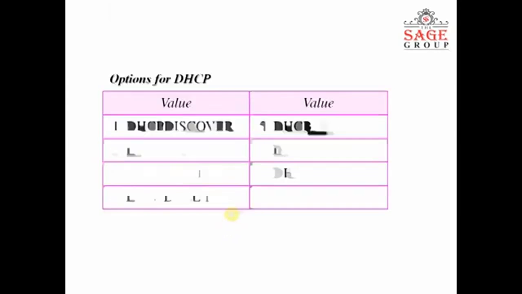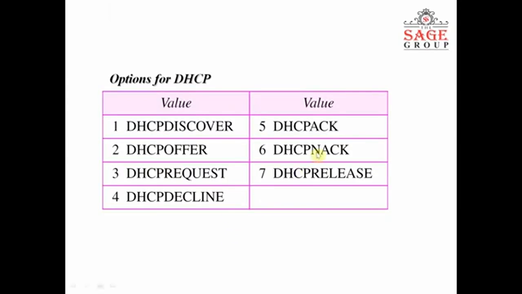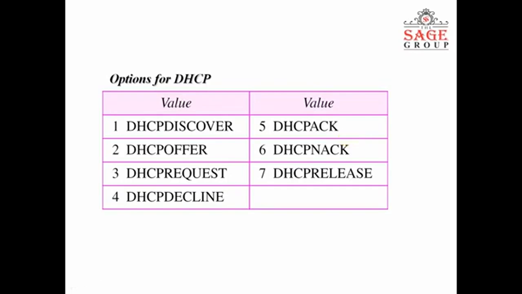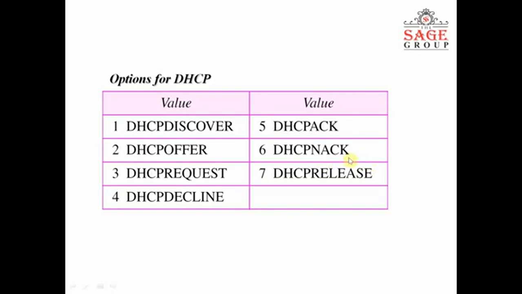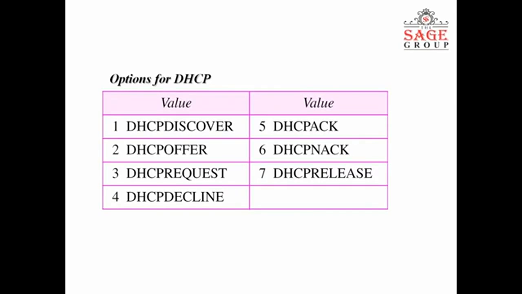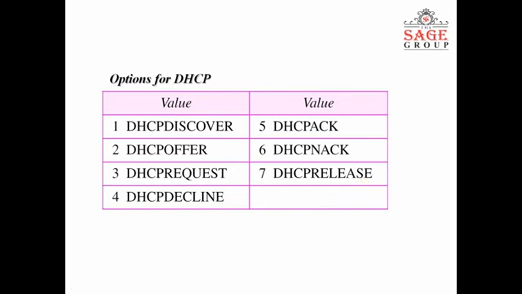DHCP decline. The client can decline the IP address. DHCP ACK, that is known as DHCP acknowledgement. It acknowledges the value that the server or the client sends. DHCP negative acknowledgement, NACK, is known as negative acknowledgement. Some other information is sent and no packet will be sent by them. After that, DHCP release. If the client wants to release the IP address, then DHCP release can be performed.